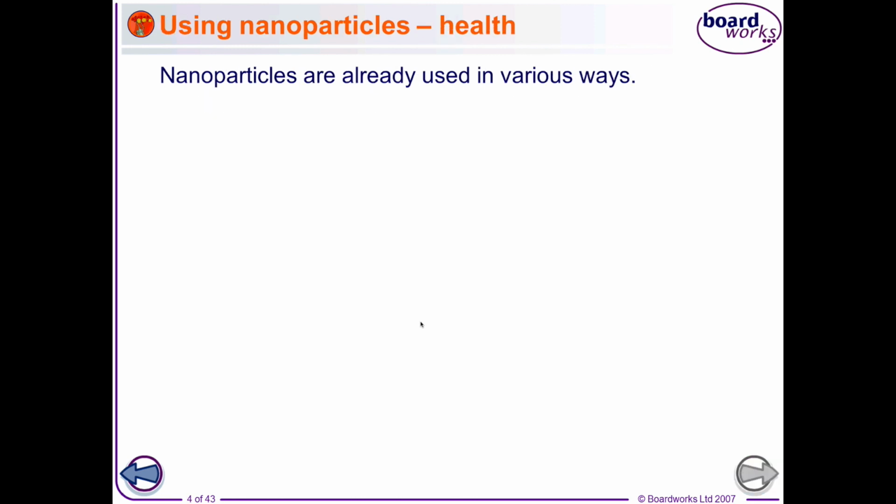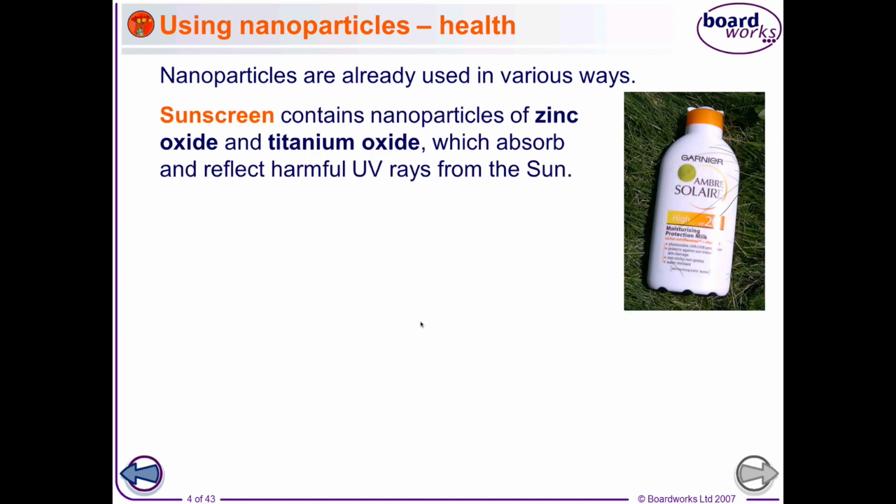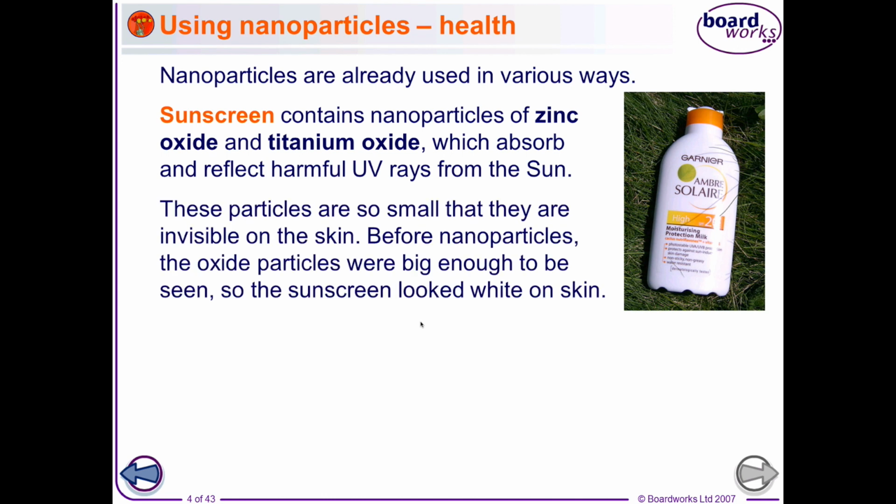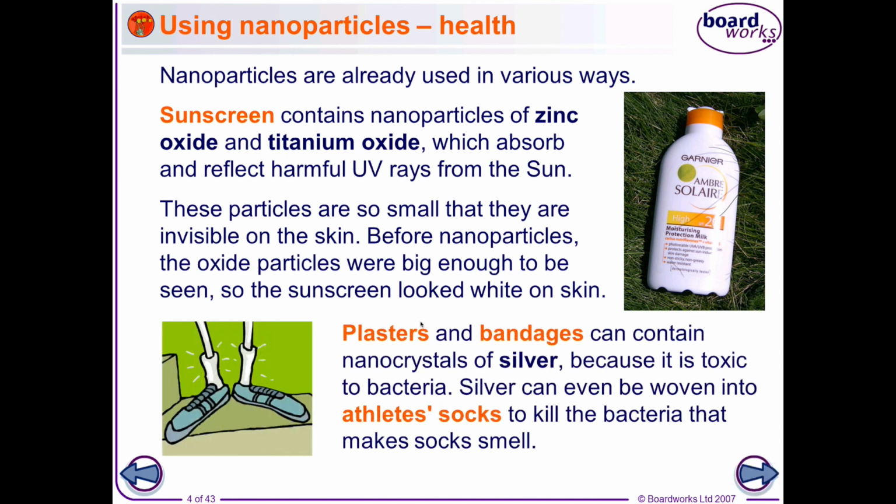Now the next section is to look at how these nanoparticles are useful to everyday life. The first thing that you might be aware of is sunscreen. Sunscreen is made up of nanoparticles of zinc oxide and titanium oxide, and these obviously protect the skin from harmful radiation. Other examples of nanoparticles are plasters and bandages, which contain tiny, tiny nanocrystals of silver, and the silver is toxic to bacteria, so it keeps the wound from becoming infected.